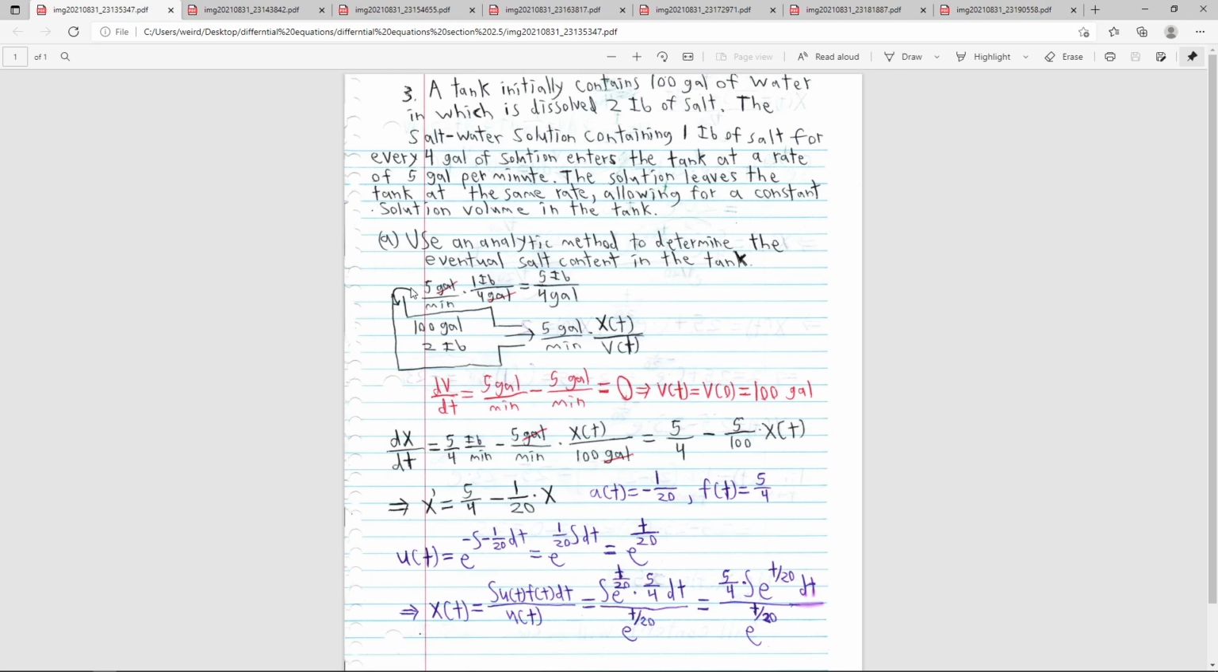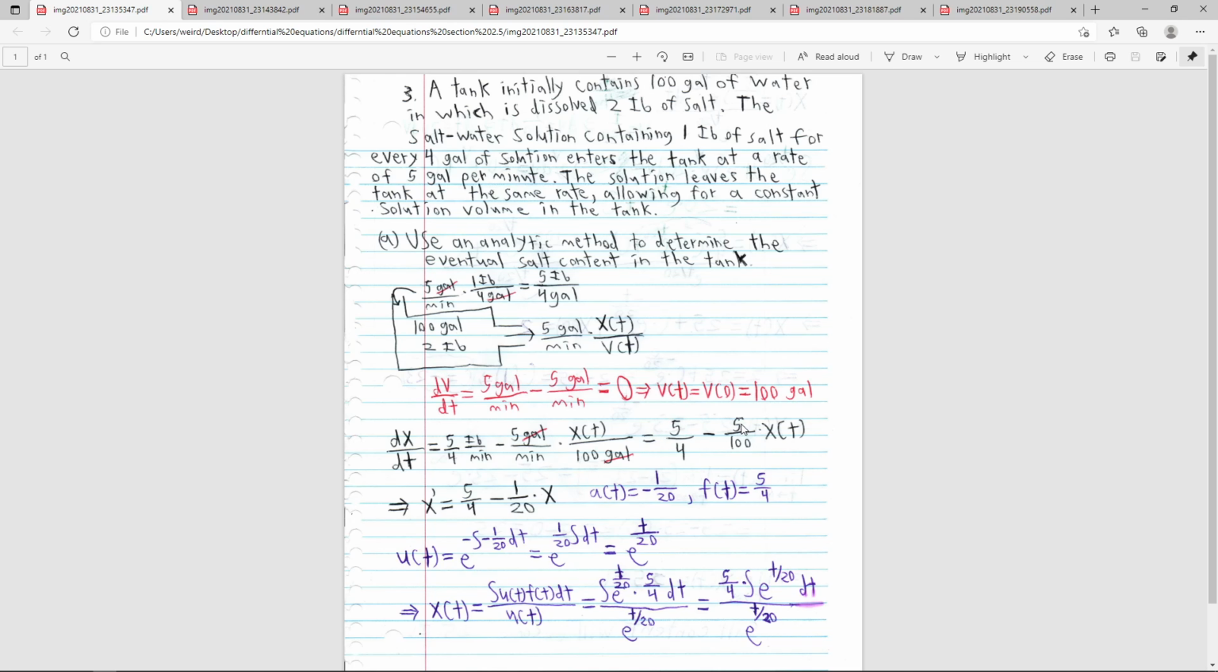And I wrote in diagrams, 5 gallons per minute times 1 pound per 4 gallons. So 5 pounds per 4 gallons is dx/dt, that's what's coming in. So it's 5 fourths minus 5 gallons per minute times x of t over 100 gallons. Yeah, x of t over v of t is a common expression for these ones, when you have an unknown rate.